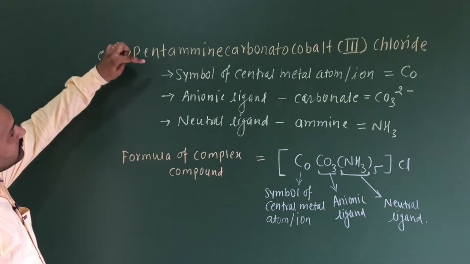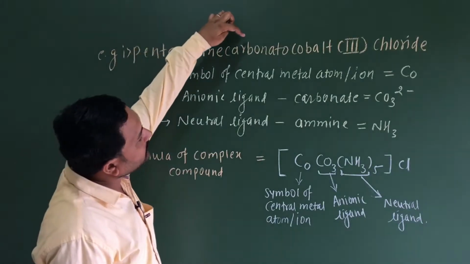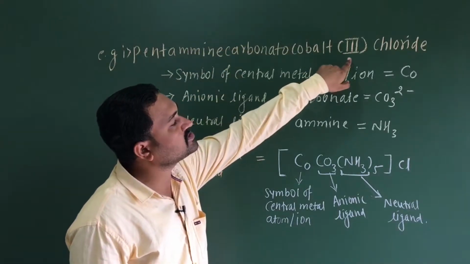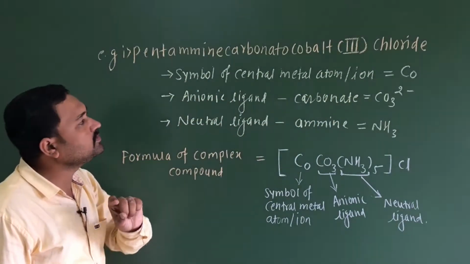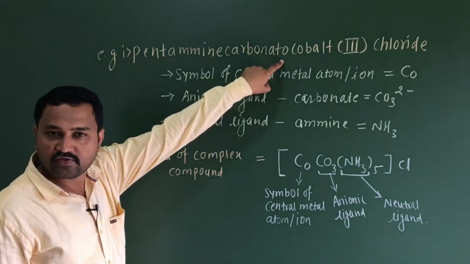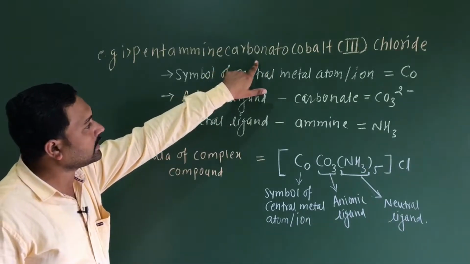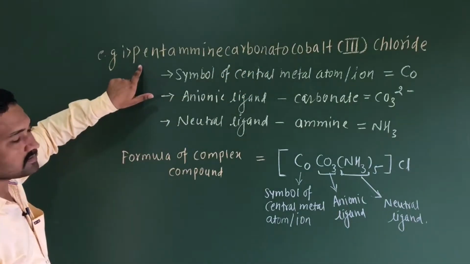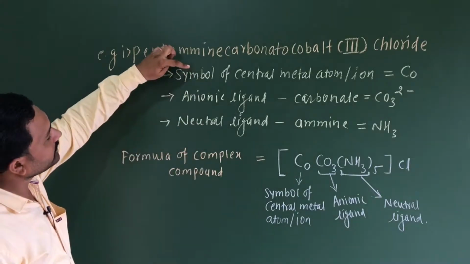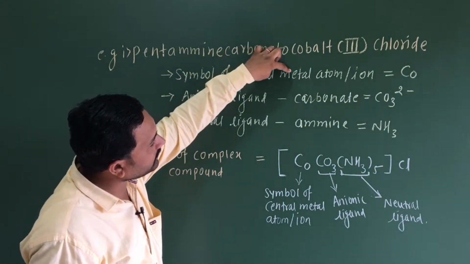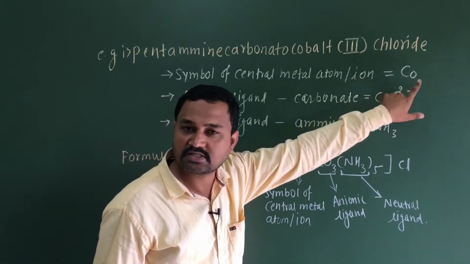Here you can observe that the IUPAC name is given as pentaamine carbonato cobalt(III) chloride. We know that generally the names of the negative ligands end with the suffix O, so you can easily identify the negative ligand here: carbonato. Then the neutral ligand is pentaamine. Here we already learned rule 1: we have to write the symbol of the central metal atom or ion. Cobalt is here your central metal atom or ion and its symbol is Co.